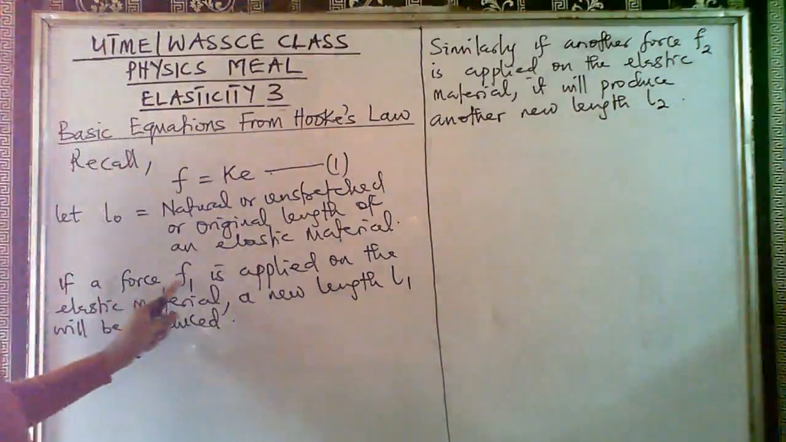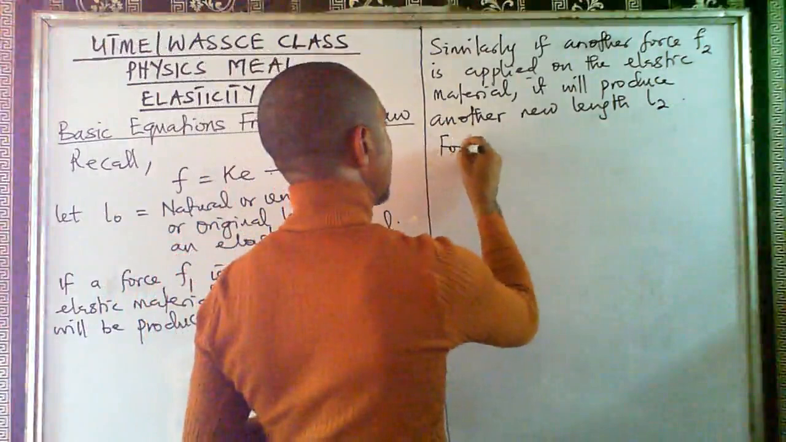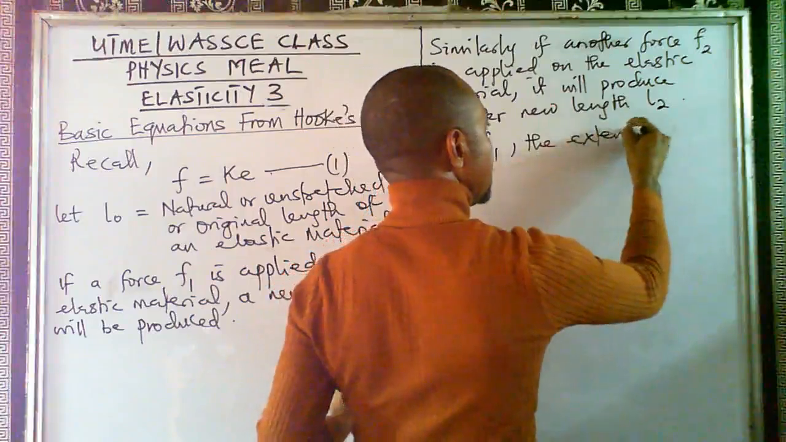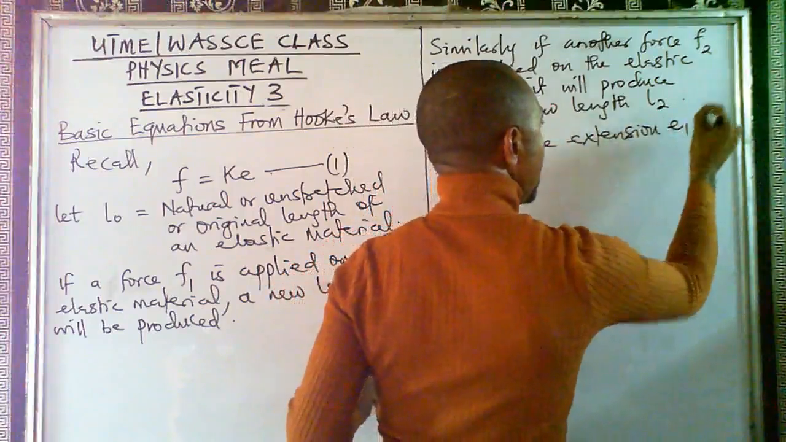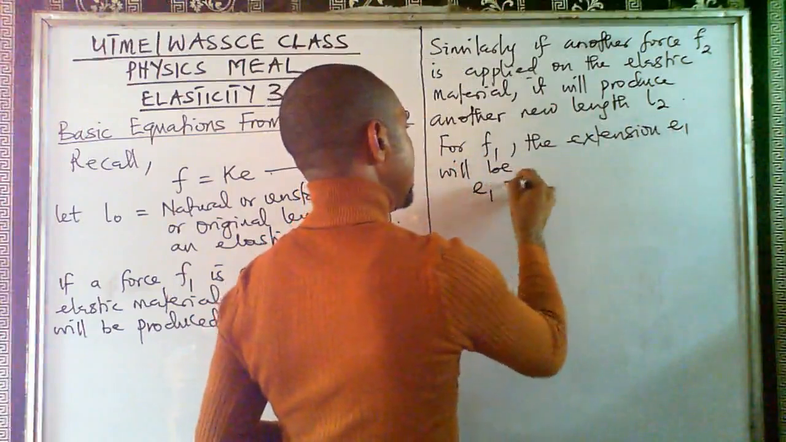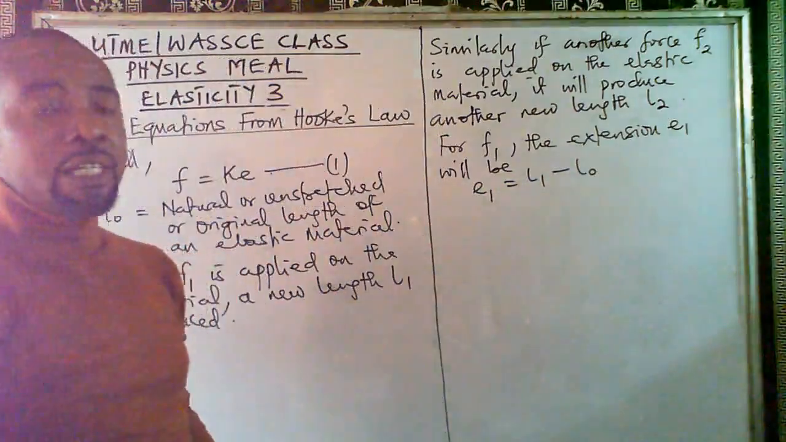For F1 now, the extension produced. So for F1, the extension E1 will be E1 equals L1 minus L0, right? Yeah, that's what it will be.